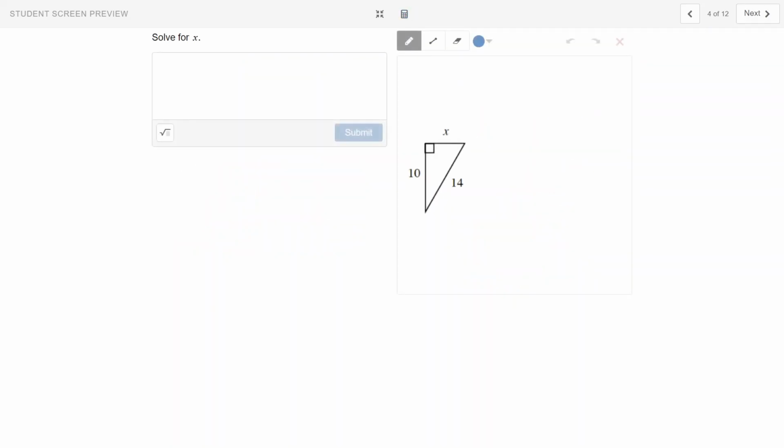Let's jump over to this problem. In this case, across from the 90 is the 14. That's your hypotenuse. So in this formula, we call that C. And then the two that create the 90 are going to be your A and B. So let's fill it in. We've got a squared plus b squared equals c squared. Well, that's x squared plus 10 squared equals c squared.